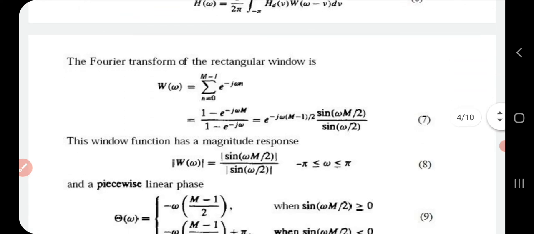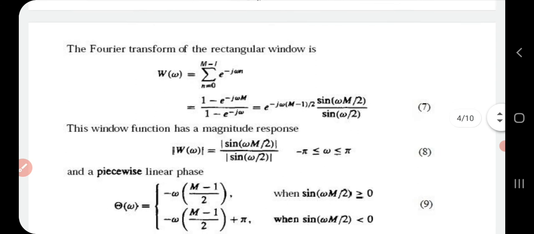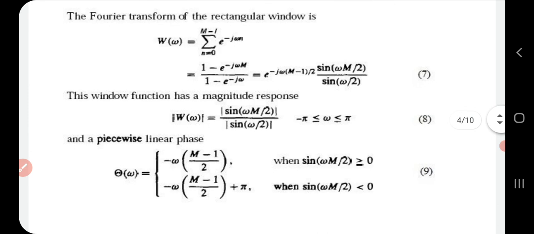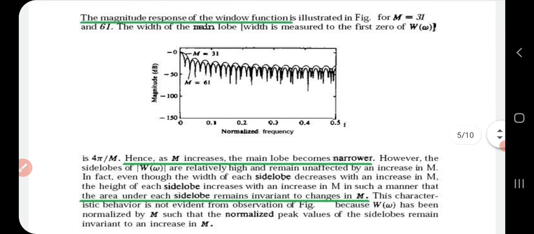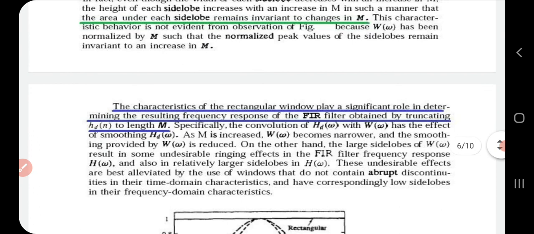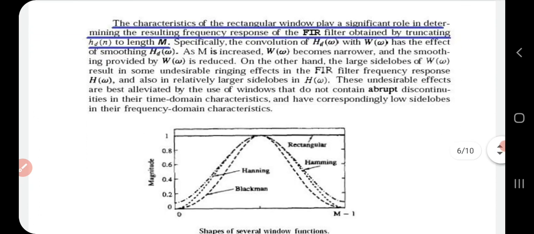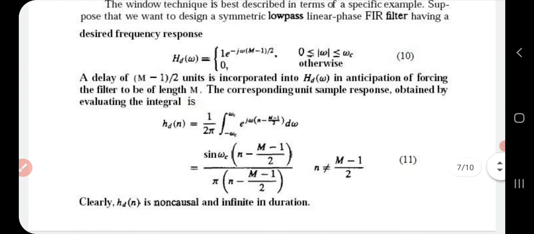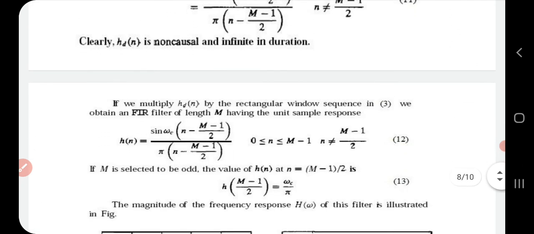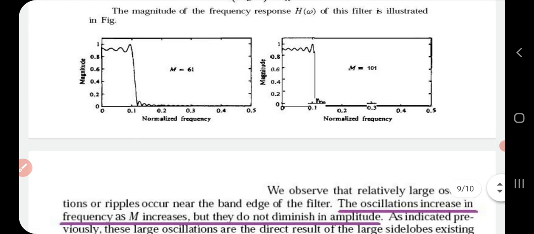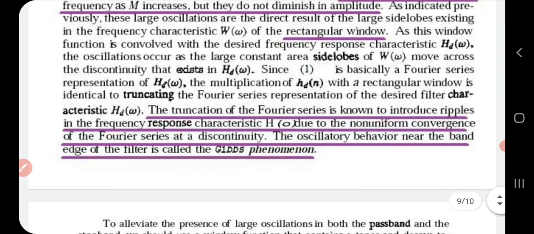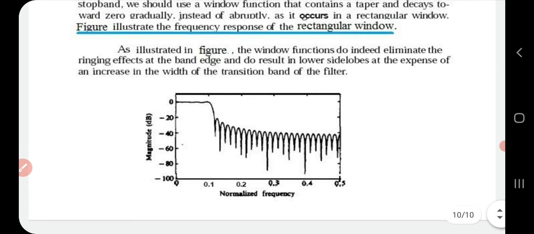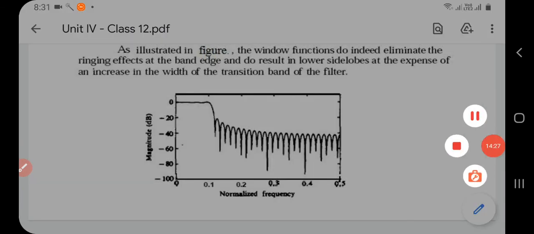Then write the expression for the Fourier transform and magnitude response of the rectangular window. The piecewise linear phase, no need of writing. The effect of the length of the filter on the main lobe and side lobe, you can write. Then the characteristics of the rectangular window function. This slide you can skip, no need of writing. If you want, you can just go through it. This slide also you can skip, because these two slides deal with the example, so no need of writing them in the essay. Now we explain the Gibbs phenomenon in this slide, and finally we write the frequency response of the rectangular window. So that's all for an answer to the essay question. Okay, thank you.